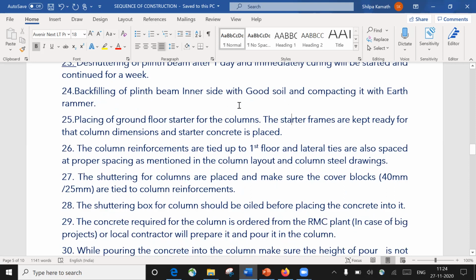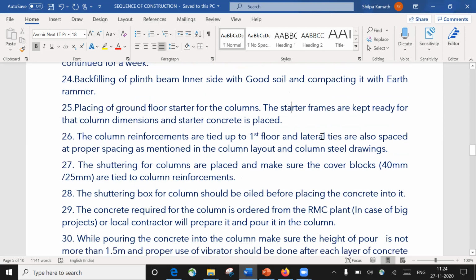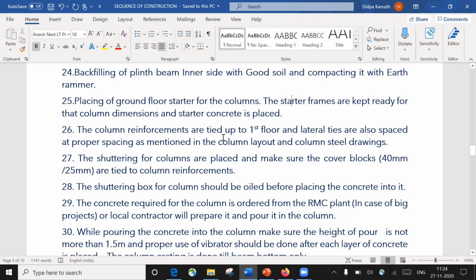Once that is done, next is placing of the ground floor starter for the column. So far what we did is, we raised up to the plinth level. From there you have to raise the ground floor columns, and for that, again you have to put the starter concrete. It's written here: the starter frames are kept ready for the column dimensions, and starter concrete is placed. Again, it's the same thing. The column reinforcement is tied up to the first floor, and lateral ties are also spaced at proper spacing as mentioned in the column layout and column steel drawing.